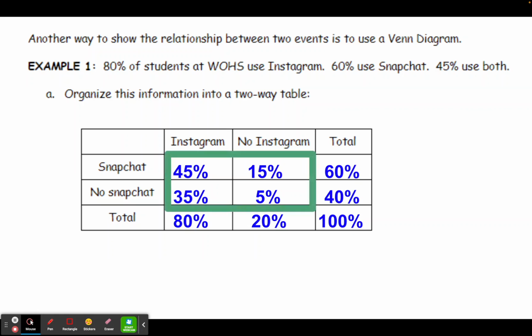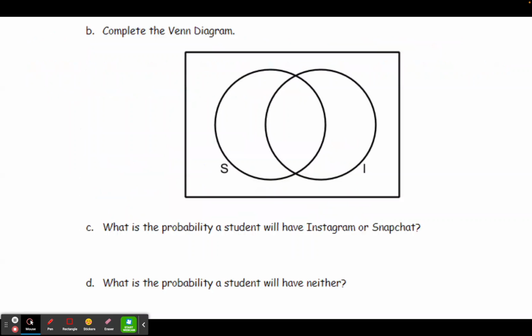Now, in this case, if we take these four percentages and we add them together, those will total 100%, and that's what we need. Now, we can take these four percentages and we can put them into a Venn diagram. And the Venn diagram looks like this. Notice one of the circles is labeled with S for Snapchat. The other one is labeled I for Instagram. And there are four regions in the Venn diagram where we're going to fill in the four numbers from our two-way table. First, we're going to start in the middle. The 45% where the students use both Snapchat and Instagram will go in the center in that football-shaped overlapping region.